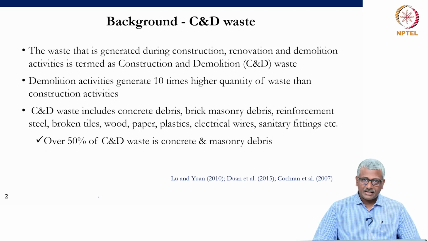Now, of course, as I said in the previous slide, C&D waste includes concrete debris, brick masonry debris, reinforcement steel, broken tiles, wood, paper, plastics, electrical wires, sanitary fittings and all. And over 50% of this is basically concrete and masonry debris. Okay, and that's the one which we really want to use in new construction.